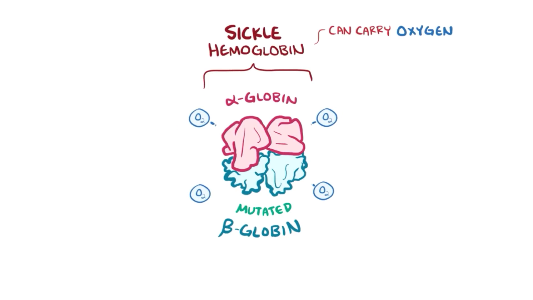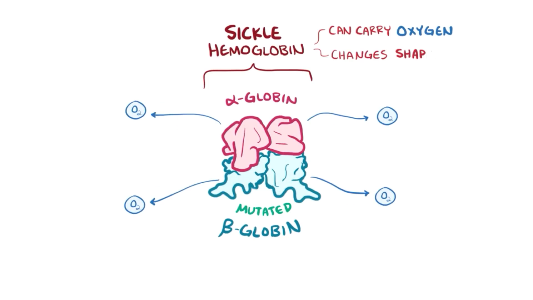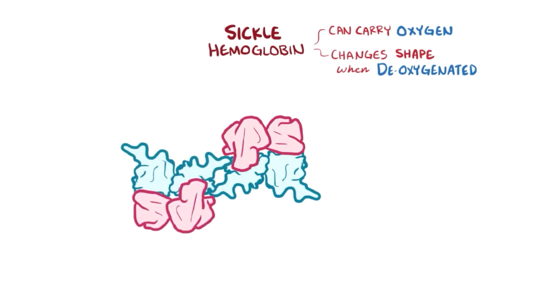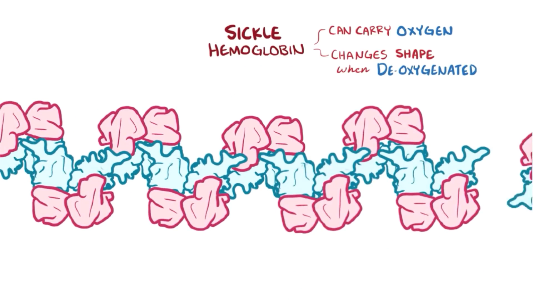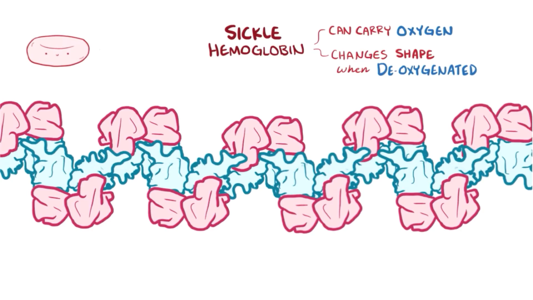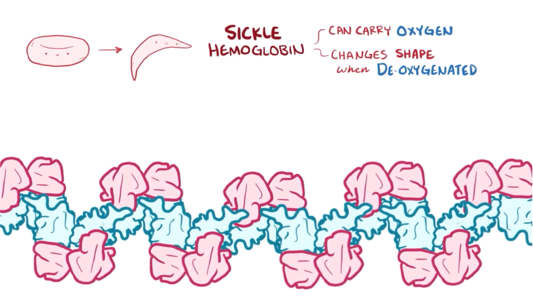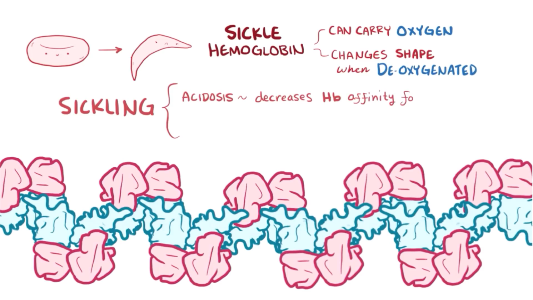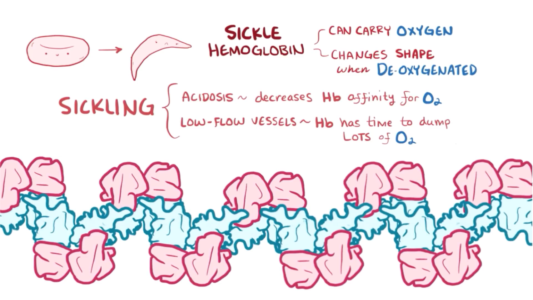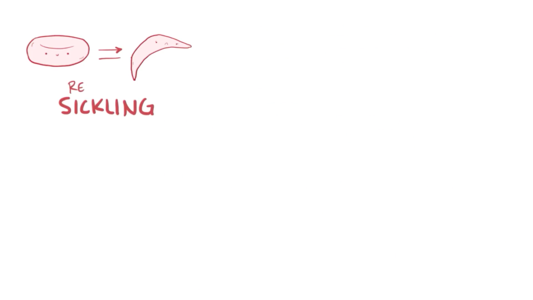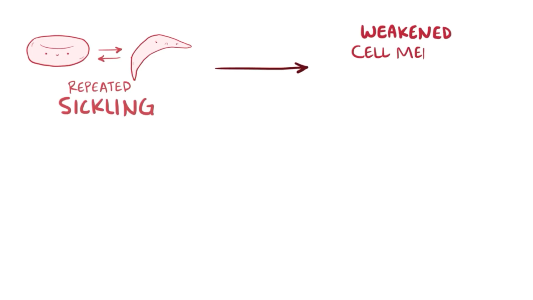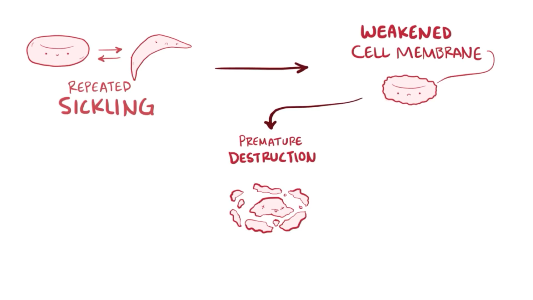HbS carries oxygen perfectly well, but when deoxygenated, HbS changes its shape, which allows it to aggregate with other HbS proteins and form long polymers that distort the red blood cell into a crescent shape, a process called sickling. Conditions favorable for sickling include acidosis, which decreases hemoglobin's affinity for oxygen, and small, low-flow vessels where red blood cells' hemoglobin molecules have plenty of time to dump lots of oxygen molecules. Repeated sickling of red blood cells damages their cell membranes and promotes premature destruction.